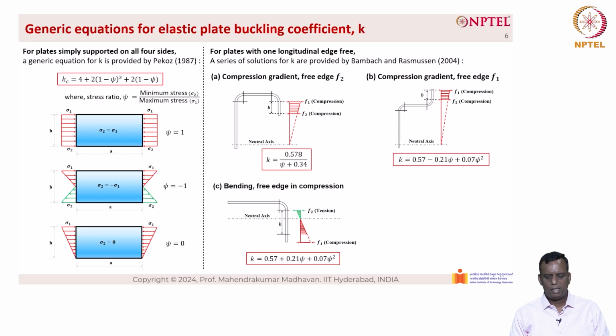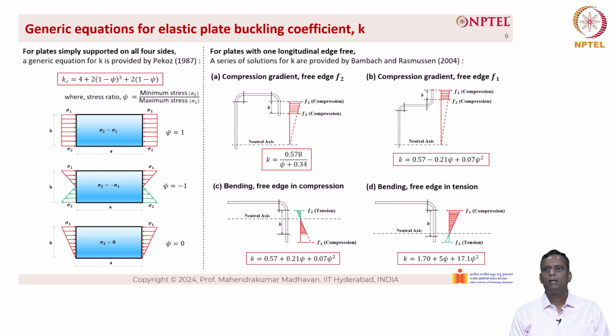And for the case of bending where the free edge is in compression, we have the value of k equal to 0.57 plus 0.21 into psi plus 0.07 psi square. Here F1 is the compressive stress that is acting closer to the free edge, and F2 is the tensile stress that is acting farther from the free edge. Now, for bending, when the free edge is in tension, we have the value of k equal to 1.7 plus 5 into psi plus 17.1 into psi square, where F1 is the compressive stress that is acting away from the free edge and F2 is the tensile stress that is acting closer to the free edge.